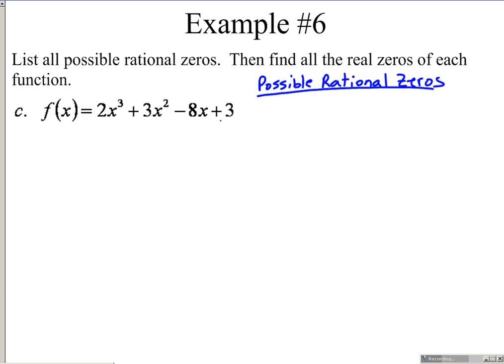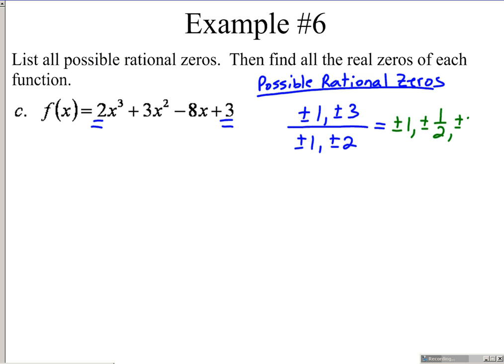Possible rational zeros: take all the factors of the constant, 1 and 3, divide by all the factors of the lead coefficient, 1 and 2. All of these are possibilities when we divide them out. So I have plus or minus 1 over 1, plus or minus 1 over 2, plus or minus 3 over 1, and plus or minus 3 over 2. Those are the possible rational zeros.